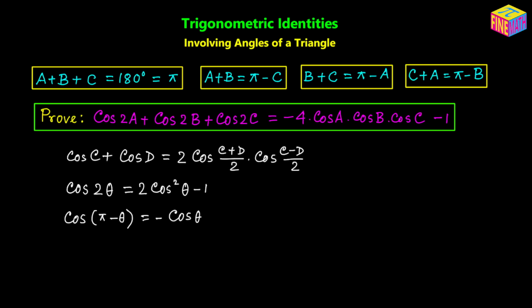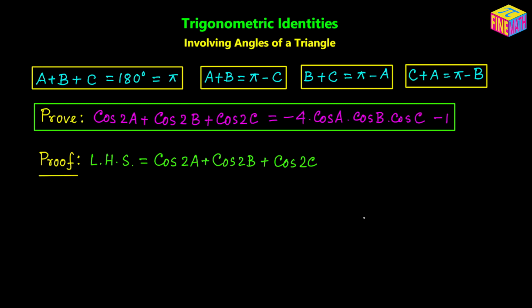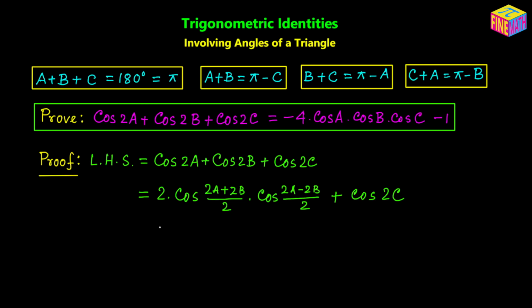First, we are going to begin with the left hand side and then eventually we will arrive at the right hand side. So the left hand side is equal to cosine of 2a plus cosine of 2b plus cosine of 2c. And from here, if we take the first two terms and convert them into a product form, then we are going to have 2 times cosine of (2a plus 2b) over 2 times cosine of (2a minus 2b) over 2 and of course plus cosine of 2c. And now let's simplify a little bit.